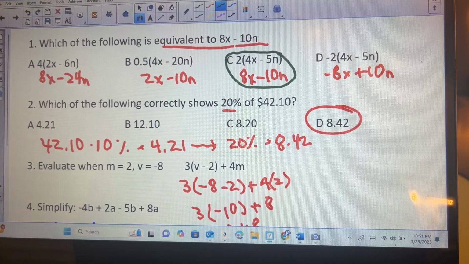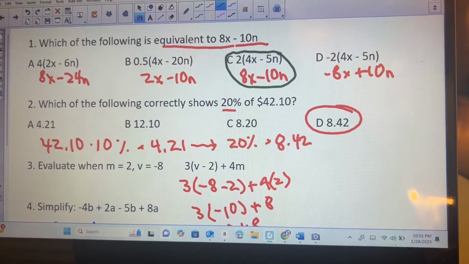Looking at answer choice C, 2 times 4 is 8x. 2 times negative 5n is negative 10n, so that will be the correct answer. And answer choice D is incorrect because it shows a negative and a positive answer, and it should have been positive negative.